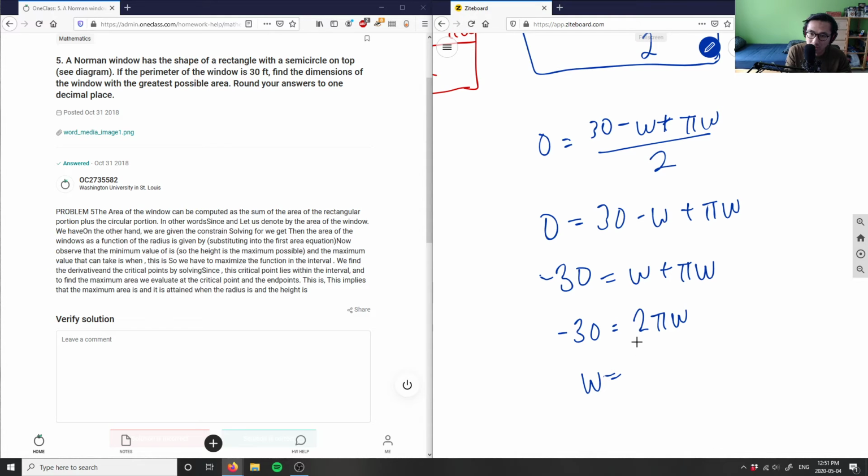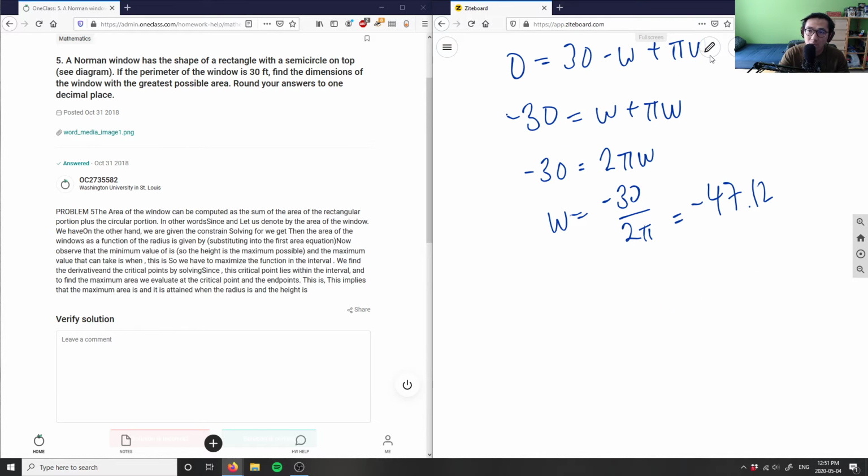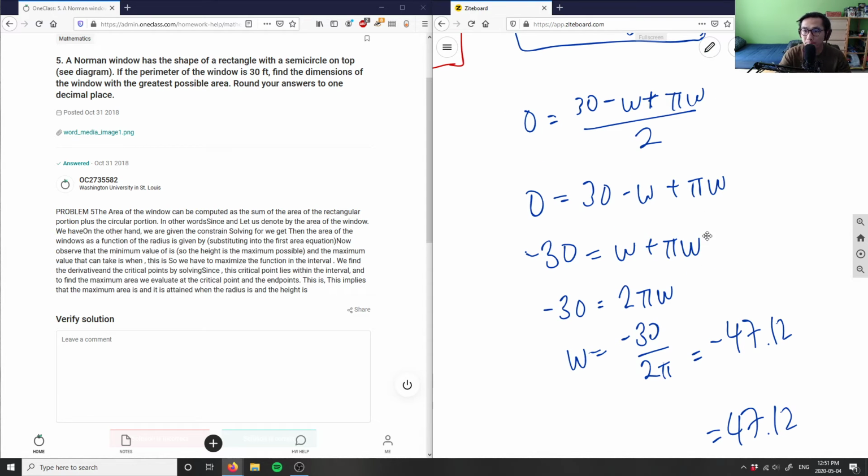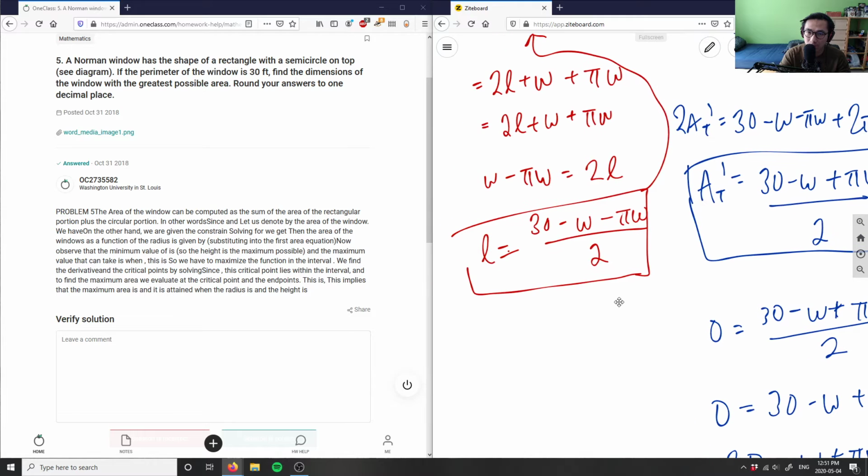So w is equal to negative 30 divided by 2 pi, which would equal basically some number. Negative 30 divided by 2 times pi would give me negative 15 pi, which is negative 47.12. And of course, width can never be negative. So in this case, width has to be positive. So 47.12 would be my width. And then what I can do is substitute this for my length.